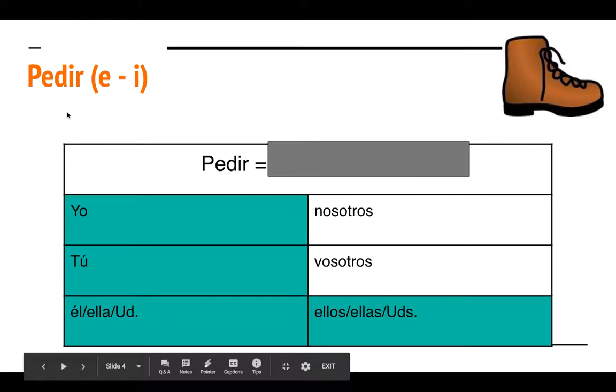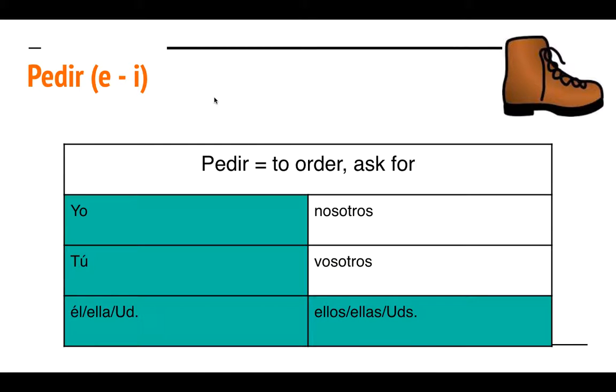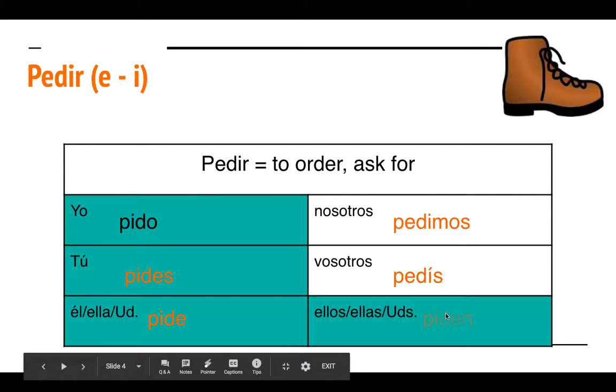Another type of change that we'll see is E to I. And pedir means to order or to ask for something. Okay, so now in the yo form, I'm going to have pido. Yo pido una hamburguesa en el restaurante. I order a hamburger in the restaurant. Tú pides, él, ella, usted pide. Ahora, outside the boot, nosotros pedimos, no change here. Vosotros pedís, and ellos, ustedes piden.